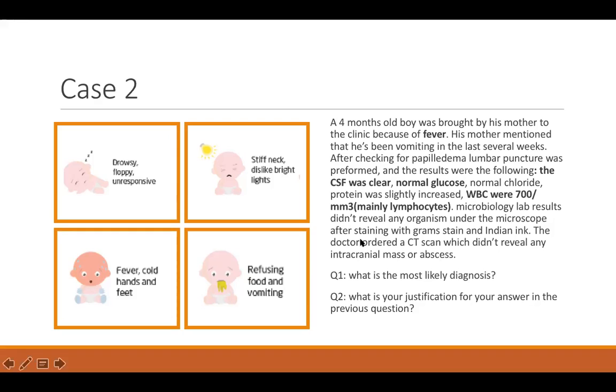Exactly, normal glucose, almost normal protein. Excellent. It's viral meningitis. Okay, what is your justification for your answer? We already mentioned. We said the WBC and the CSF analysis is normal.